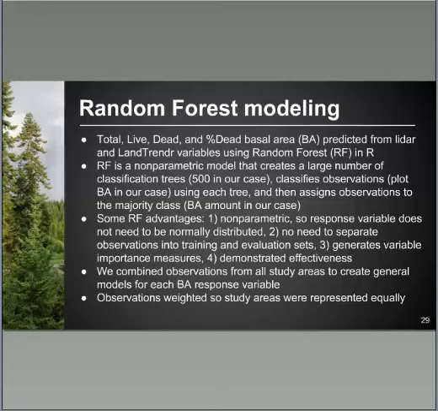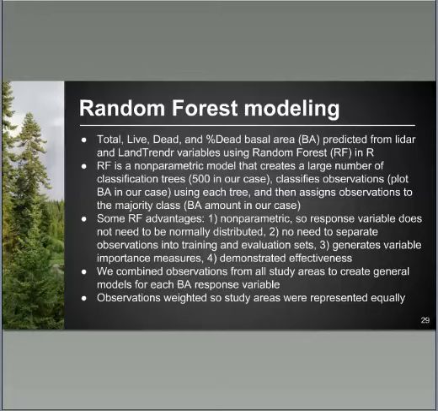So Andy talked a little about random forest. We also use random forest to relate this LiDAR information and this Landsat information. In our case, we predicted total live and dead and percent dead basal area from these variables. Random forest was useful especially because it is nonparametric, meaning your response variable, in our case these basal area variables, doesn't have to be normally distributed, which is often a requirement for more traditional statistical methods. That's useful because our response variable was very skewed. A lot of areas, as the map showed, are very lightly impacted by bark beetles, maybe only 10 to 20% tree mortality, and a lot fewer areas are severely impacted where all the trees have been killed.